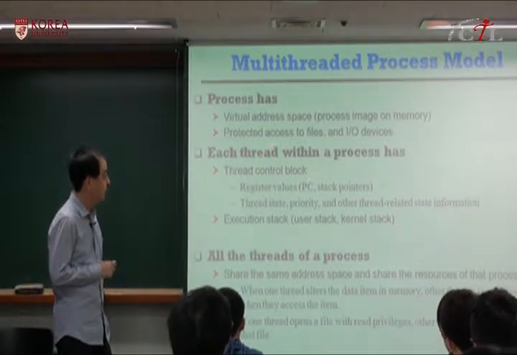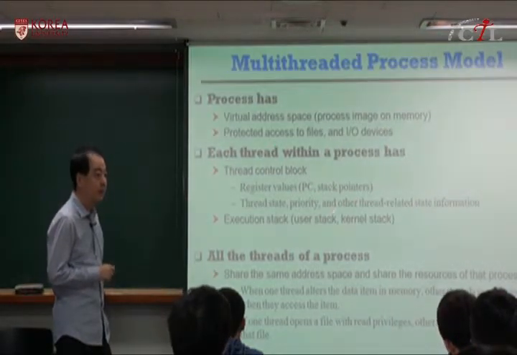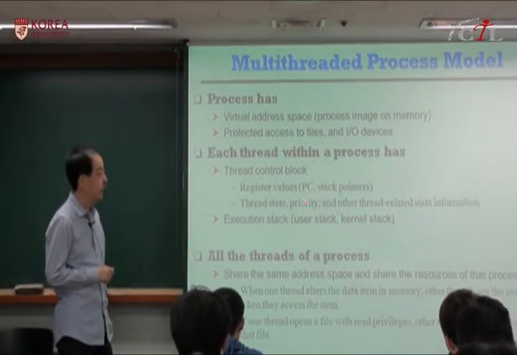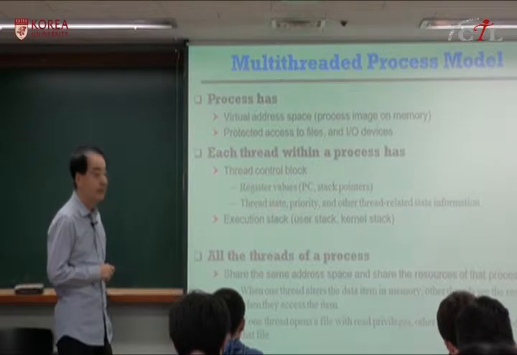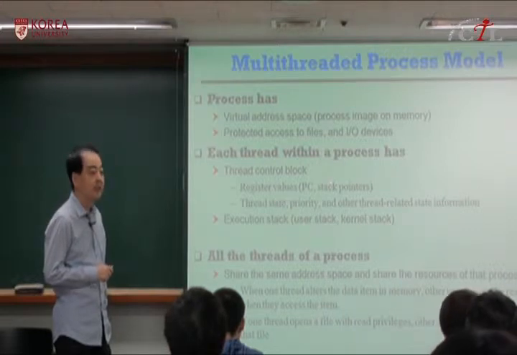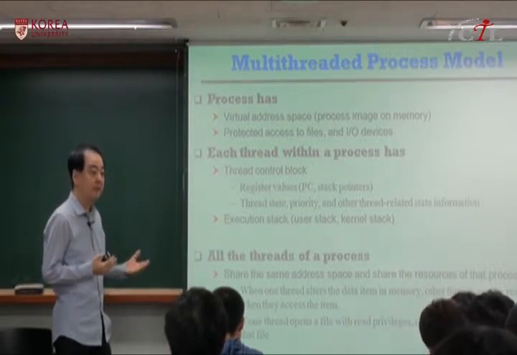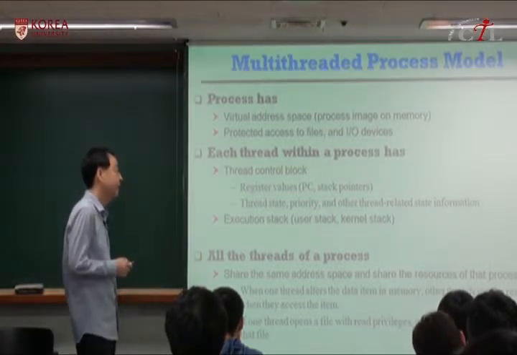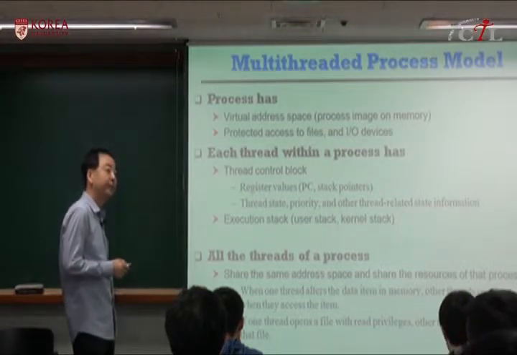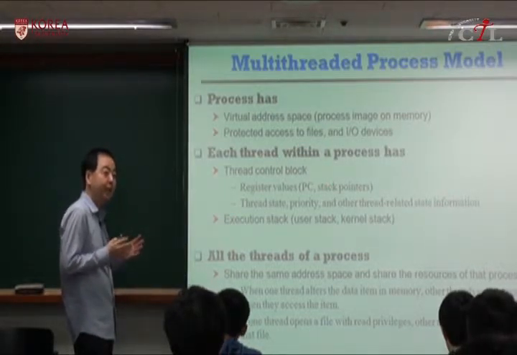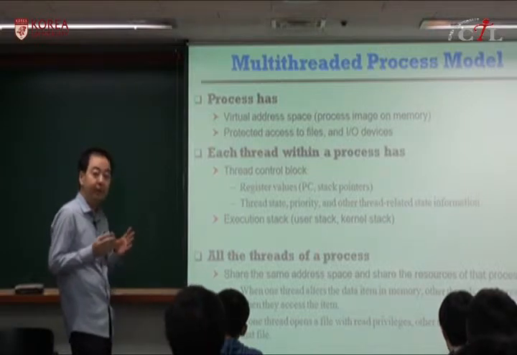And in a thread control block, it has also other thread state and other information related with thread scheduling, which is thread state, whether it is ready to run, running, blocked, priority. Threads can also have priority, which means some thread has a higher priority over the other thread. And other thread related state information is in this thread control block. But the thread control block has less information than the process control block.